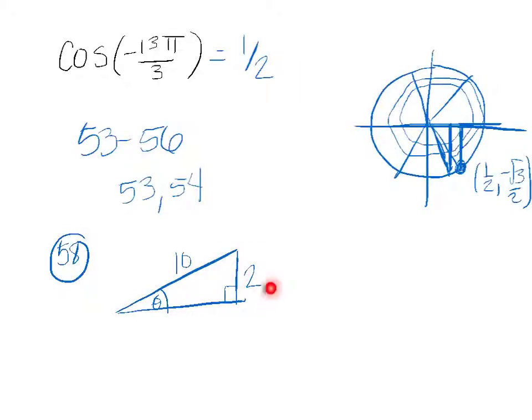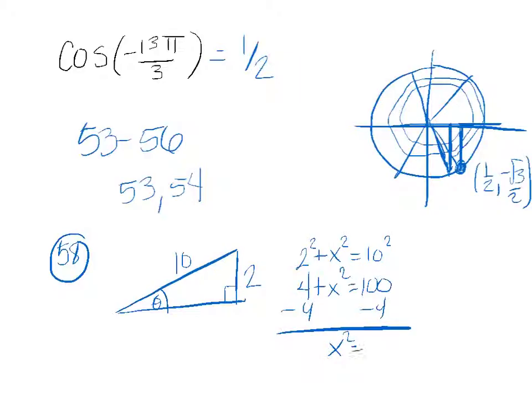We've got one side labeled 2, one side labeled 10, and we've got our angle right here. So our first job is to figure out what our third side is using Pythagorean theorem. So we'll have 2 squared plus our missing side squared equals 10 squared. So 4 plus x squared equals 100. Get rid of the 4, x squared equals 96. Square root both sides, so we've got the square root of 96.